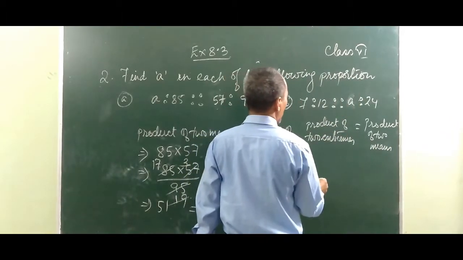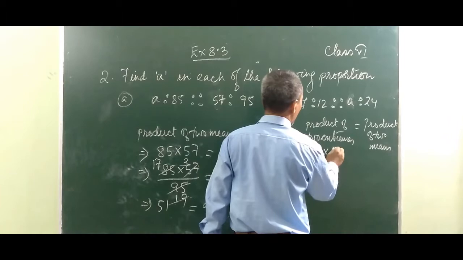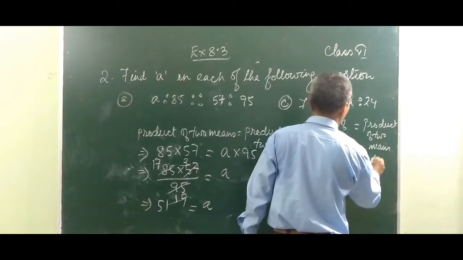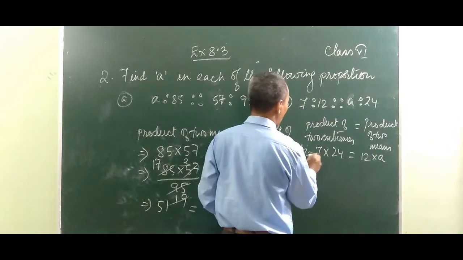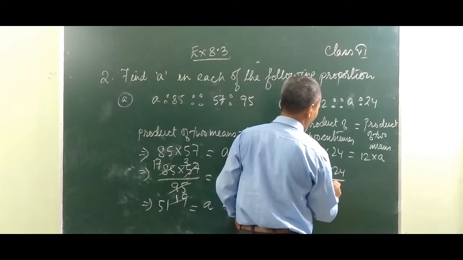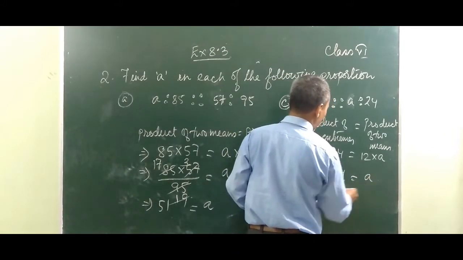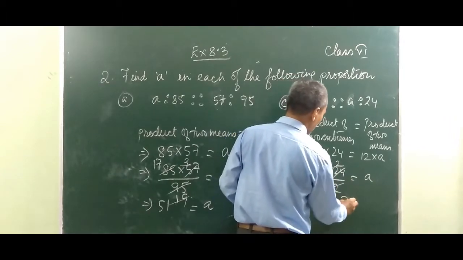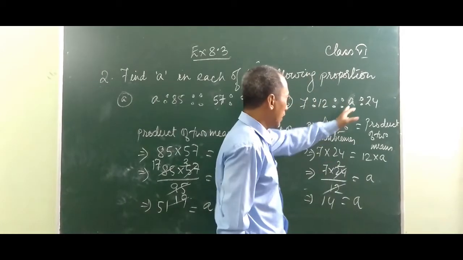So what is the product of two extremes? That is 77 into 24. What is the product of two means? The product of two means is 12 into A. So we have to find the value of A. 7 into 24 by 12 is equals to A. So 12 2s are 24, 7 2s are 14. So the value of A is here 14.